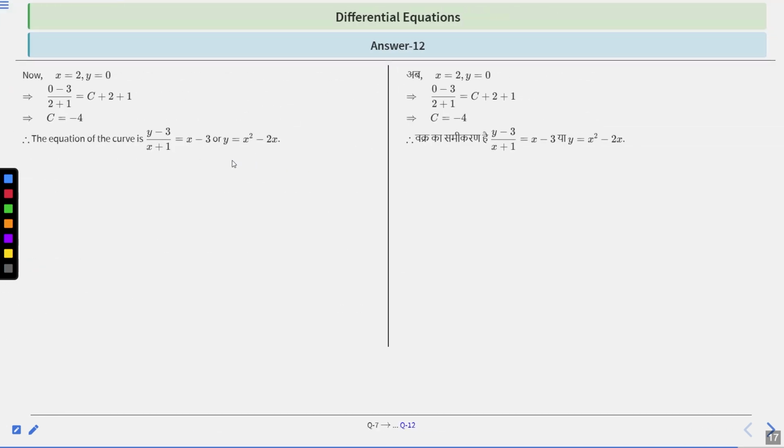Therefore, option B is the right choice. Clear? In this way, we have discussed the different types of questions based on the differential equations. Hope you understood the concepts, how to apply the concepts in the questions, right?